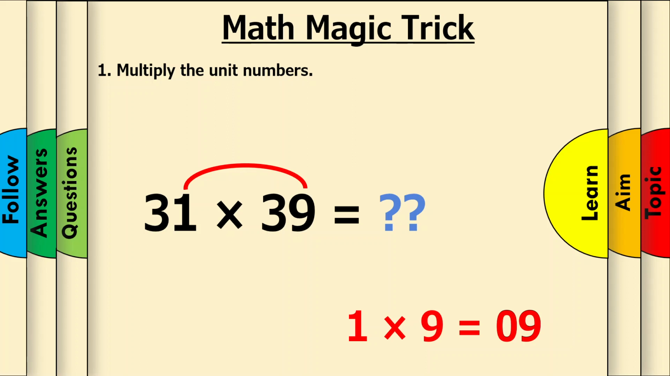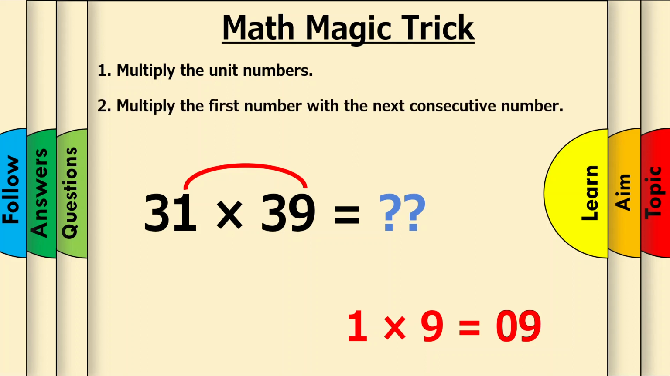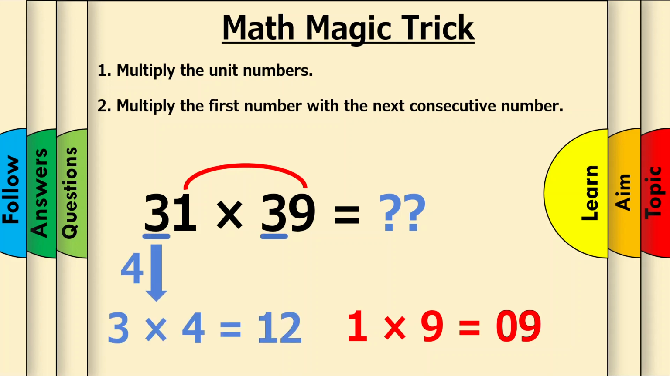Now, multiply the first number with the next consecutive number. In this case, the next consecutive number to 3 is 4. 3 multiplied by 4 is 12. Finally, join the numbers together to get the answer, 1209. Surely, you've now amazed the audience, who would still be racking their brains for an answer.